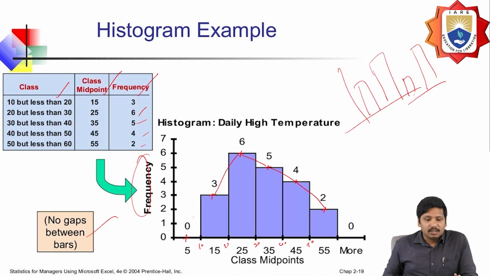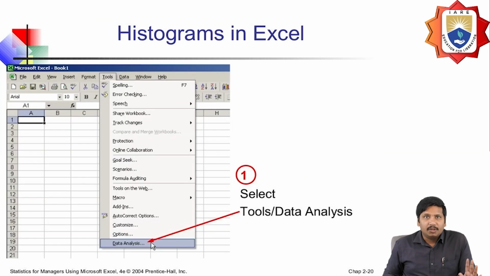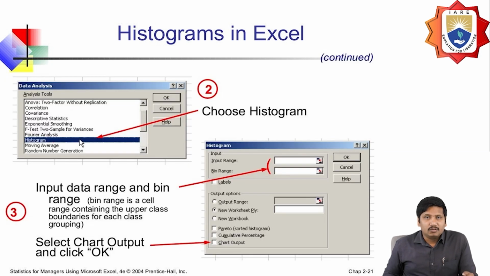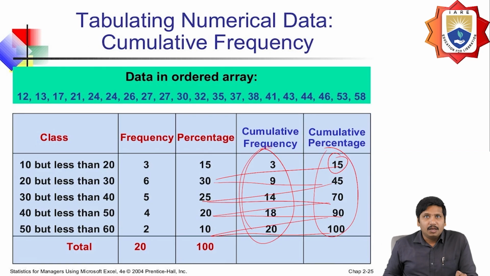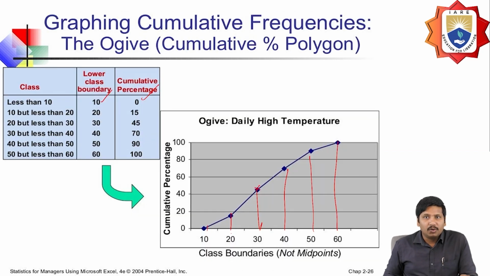By taking this example, based on the classes I'm going to construct the histogram. Through Excel also I am able to construct it by giving an option. We go to Tools and select Data Analysis, where we have a list of diagrams. In that, histogram is available. By putting the values here, we can construct the histogram. And the cumulative frequency curve is useful for constructing the ogive.